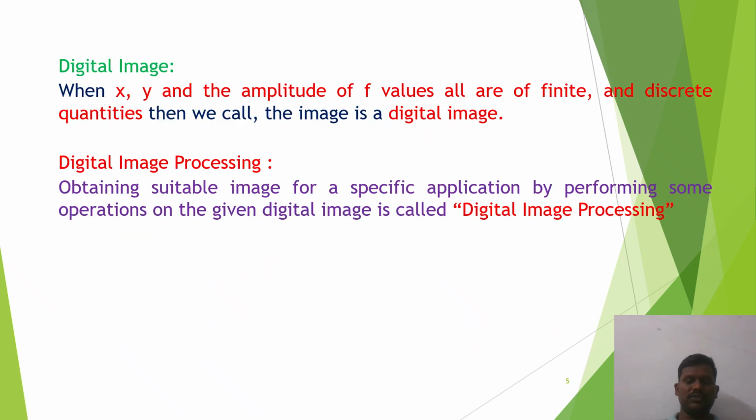From the image we are going to define what a digital image is. Here x and y are the spatial coordinates, and f is the amplitude. If x, y and f are all discrete and finite quantities, then we say that the given image is a digital image. When we perform some operations on the input digital image to get a required output image, we call that image processing. If the input image is a digital image, so you are performing operations on a digital image, we call it digital image processing.